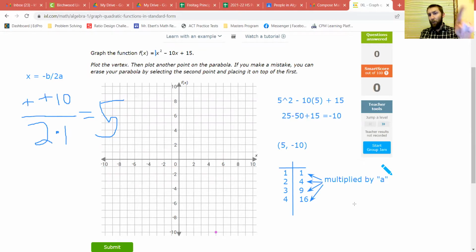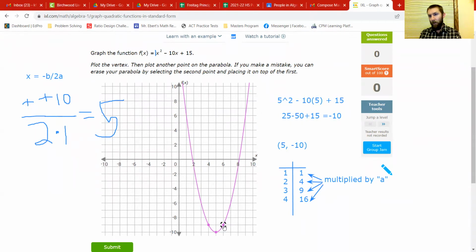In this case, the a value is 1, so multiplying those numbers by 1 is going to do nothing, which means if I, again, go back to my graph here, if I start at the vertex, remember overs and ups are from the vertex, not from 0, 0, from the vertex. So if I go to the vertex, if I go over 1 space, over to 6, and I go up 1, and I click, I'm done.